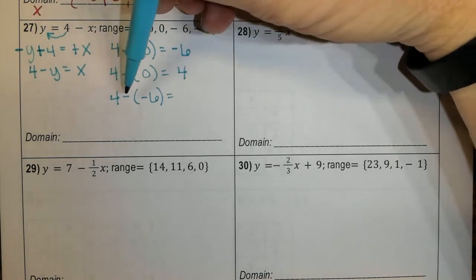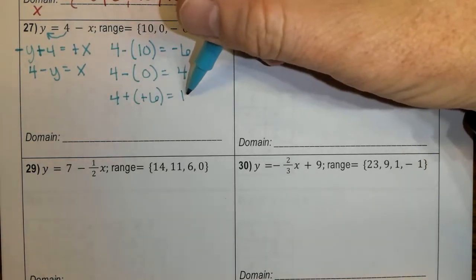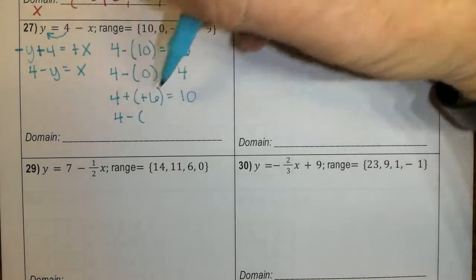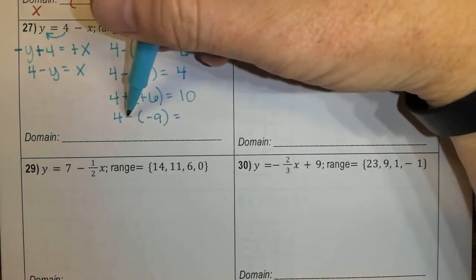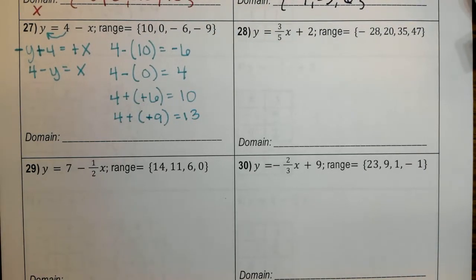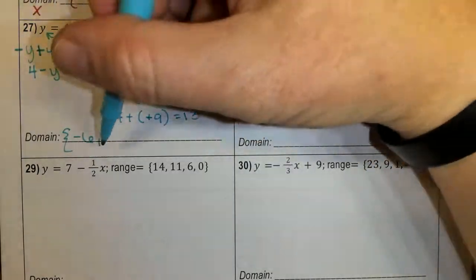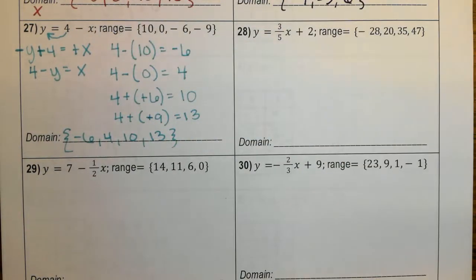So if I have two negatives, that makes a positive, right? So it's really 4 plus 6. That gives me 10. And the same thing with the last one, 4 minus parentheses -9 equals. Okay, I have two negatives right there, so plus plus. 4 plus 9 is 13. And I got my 4 answers. So I'm going to do fancy bracket and then just write all those in order. And we're done.